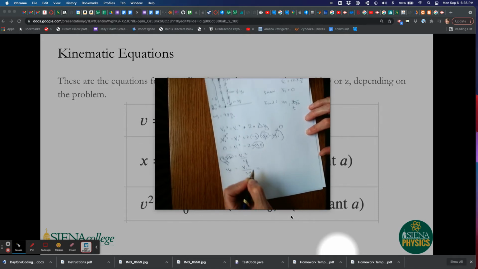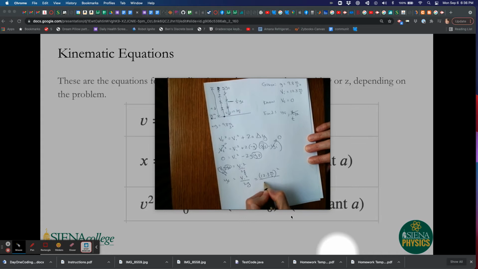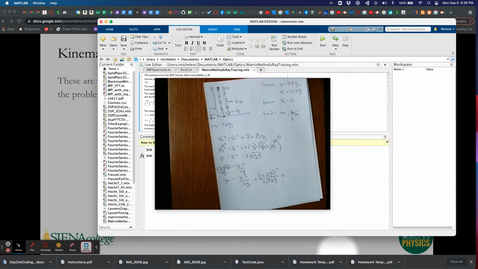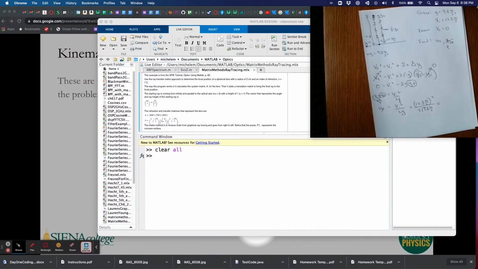And when I plug that in, my v initial squared from my givens here is 12.3 meters per second squared over 2 times 9.8 meters per second. And I'm going to find that. I'm going to use my MATLAB to do that. If it comes back up for me. There we go. See if I can just put that off to the side.